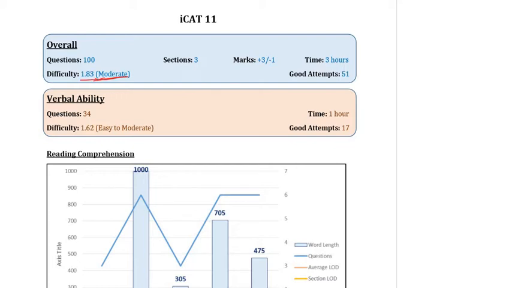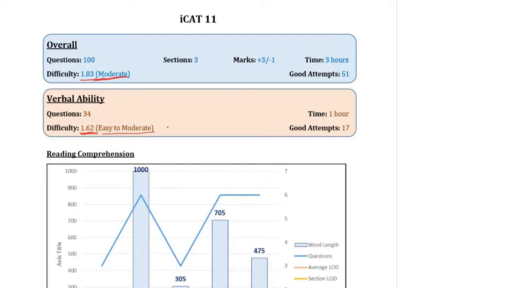A pure 2 would be purely moderate, so it's slightly below that. Now, does this mean that each question is slightly below moderate? No, there'll be easy as well as tough questions. This is the average value. Let's compare the verbal ability section first with this difficulty. As we can see, verbal ability is below this average value. On the whole, in absolute terms, it can be classified as an easy to moderate section.